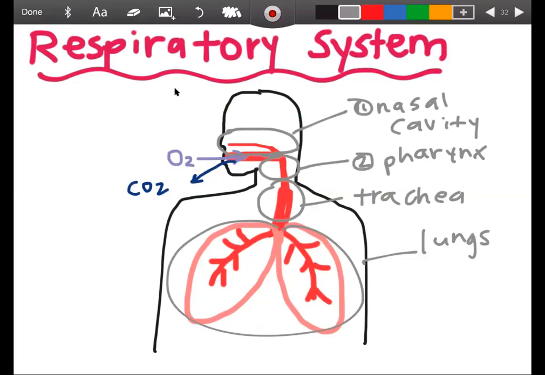Within your lungs, you're going to have these branches coming off. You're going to have your bronchioles, and there's going to be gas exchange. Your blood is going to travel through these capillaries within your lungs, and they're going to take in the oxygen that you breathe, and they're going to release the carbon dioxide. When you breathe out, you're going to release that carbon dioxide from your body. So this is the respiratory system, and I would know these parts.